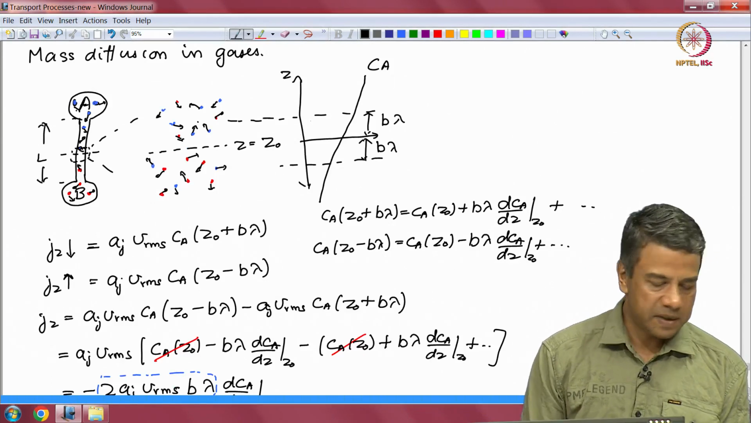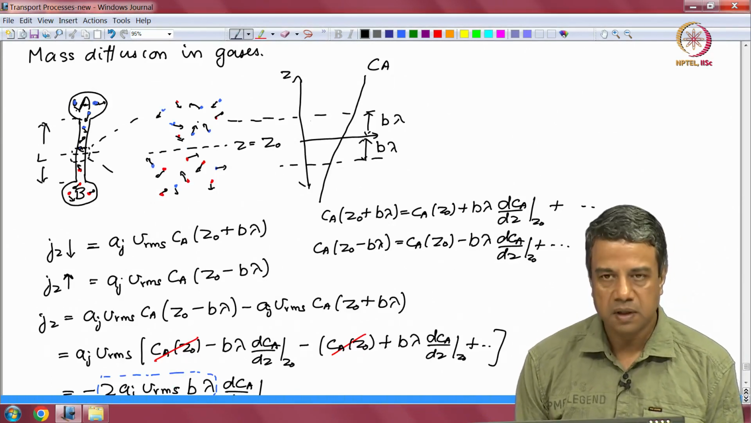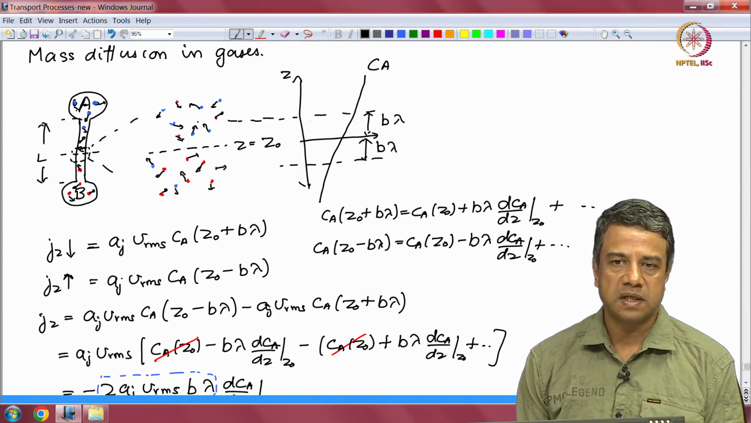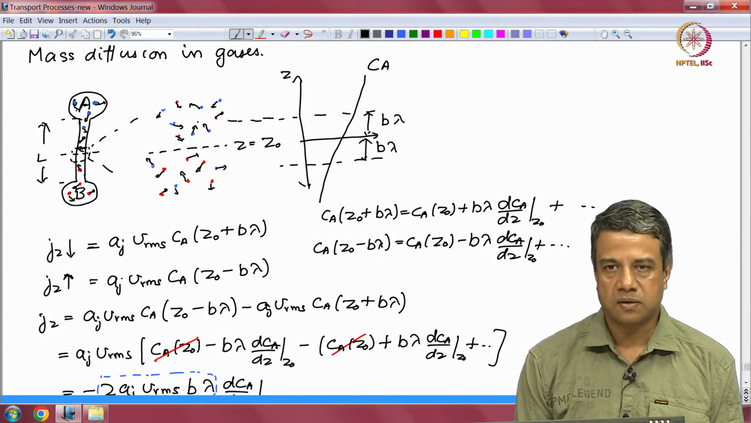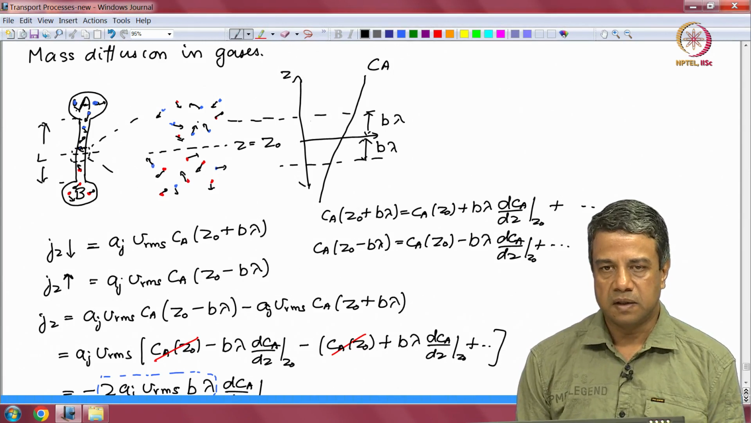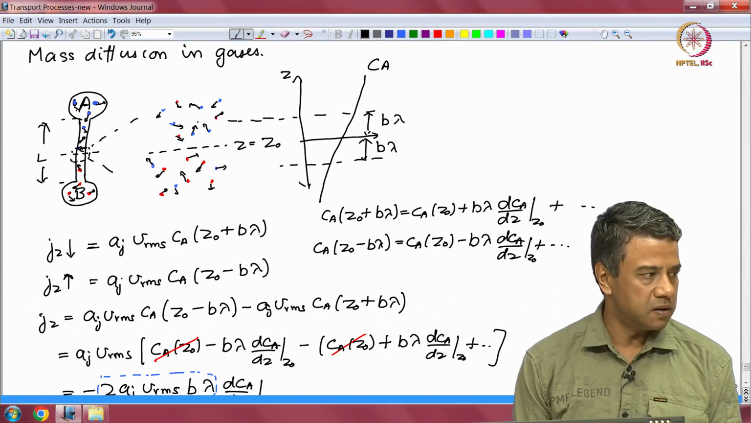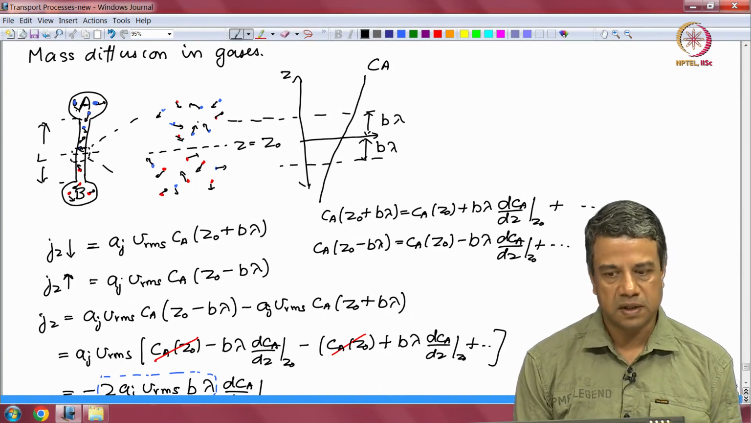I had discussed the mechanism of diffusion. The molecular fluctuating velocities are what are called isotropic. The molecules fluctuate in all directions with equal probability. The distribution of velocities in all the directions is the same in all 3 directions.